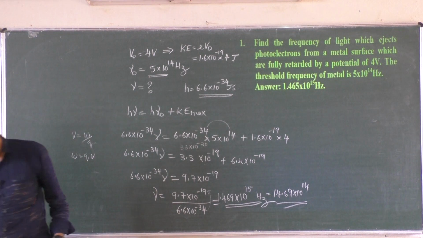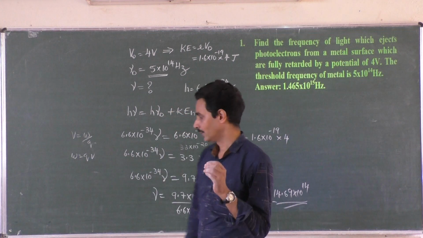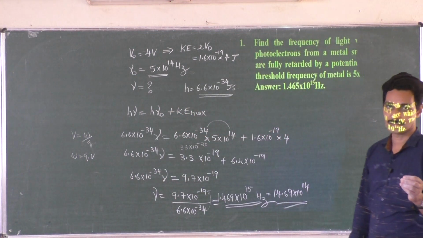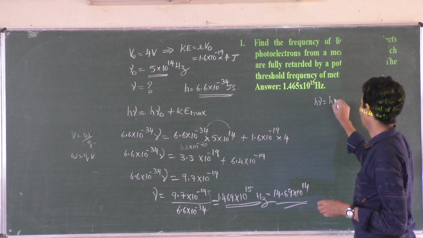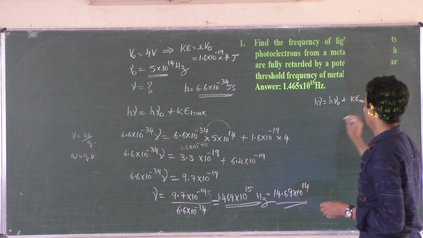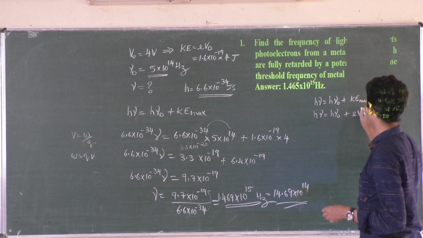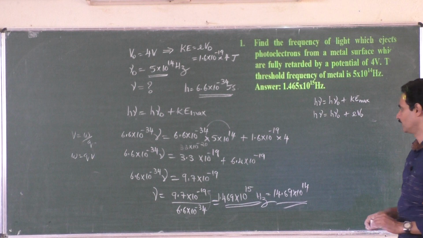So, remember, you have to remember all the formulas, right? The different ways in which you can write Einstein's photoelectric equation. How? See, h nu is equal to h nu naught plus kinetic energy maximum. h nu is equal to h nu naught plus eV naught. Kinetic energy maximum is equal to charge of the electron into stopping potential.